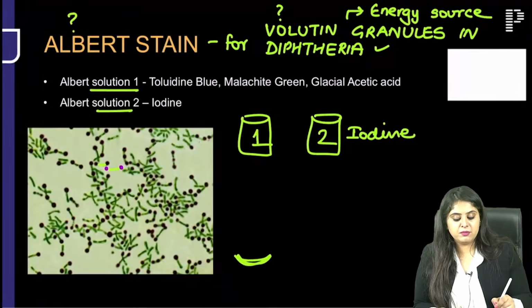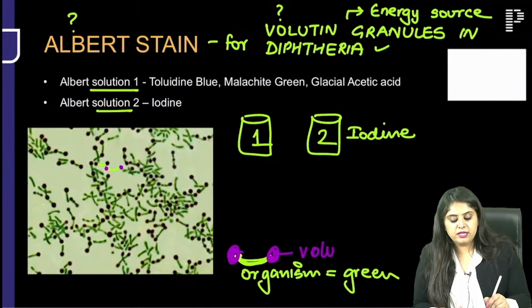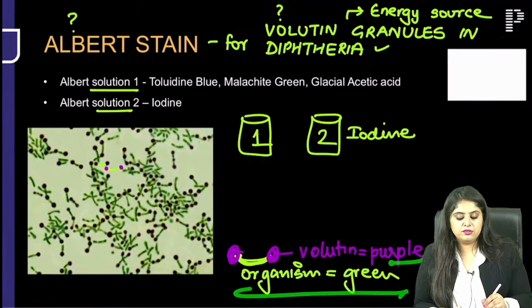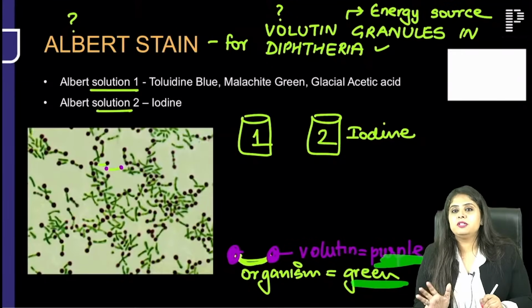The organism comes out green in color. Whatever I had zoomed in and showed you, I'm writing it now. The organism comes out to be green in color. And the volutin granules, if you look over here, are going to come out a little purplish in color. So this you have understood. Two colors will be used. One greenish color and one bluish purplish color.